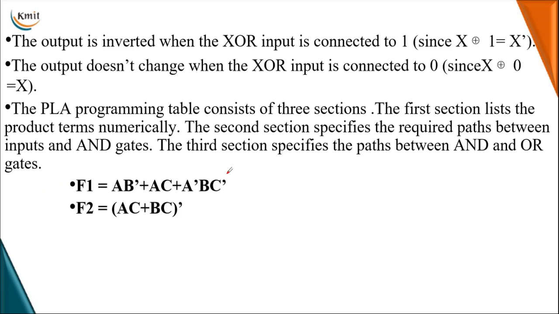Now let me take one simple example. F1 is equal to AB bar plus AC plus A bar BC bar. F2 is equal to AC plus BC bar, whole bar. In order to implement these functions, F2 is defined as a complement function, and F1 is defined as a true function, so it is an uncomplemented function.